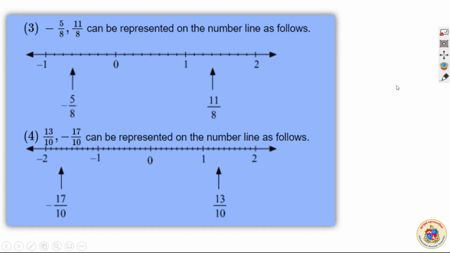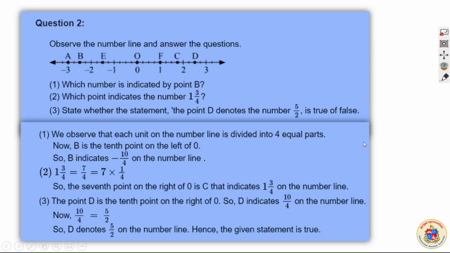The last question is having 10 as its denominator. This one, fourth one. So there will be 10 divisions here: 1, 2, 3, 4, 5, 6, 7, 8, 9, 10. These 10 divisions will be there in consecutive numbers, and if you want to represent 13 upon 10, you will count 13 from 0 and it reaches there, and if you are counting negative numbers, then you will be counting to the left. Okay, let me go ahead.